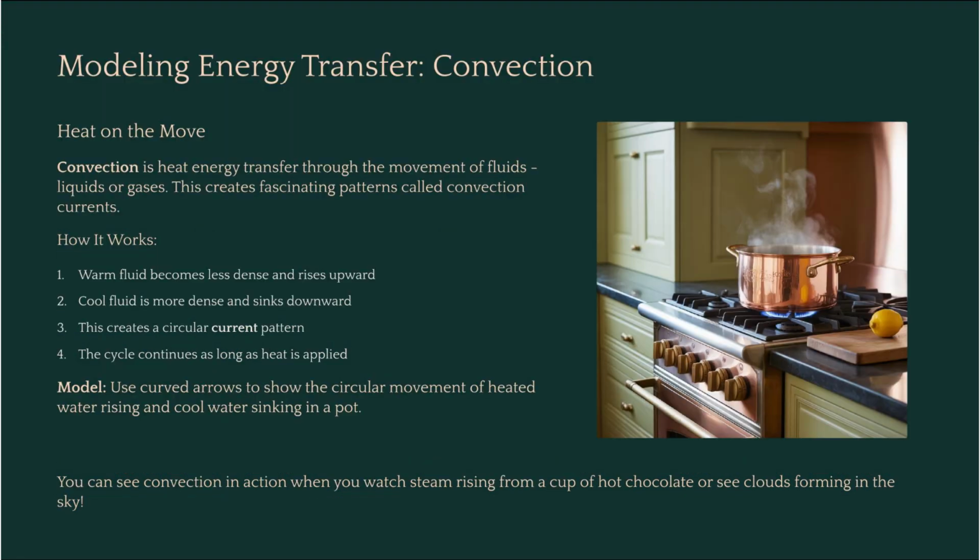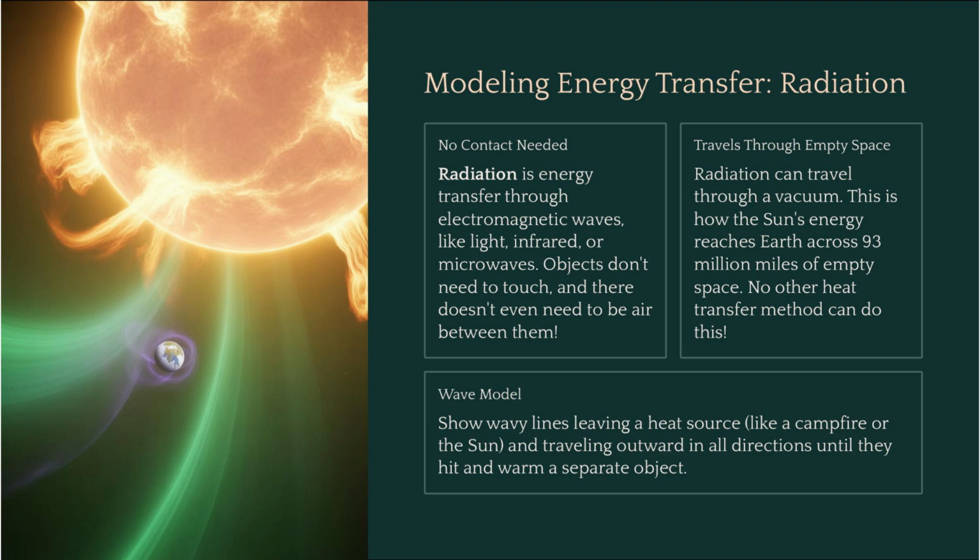The second heat transfer model is convection, which only happens in fluids, gases, or liquids. Think about boiling water in a pot. The water at the bottom gets hot, expands, becomes less dense, and rises. The cooler, heavier water at the top sinks to replace it. This creates a circular current that moves the heat throughout the pot. When we model convection, we use arrows to draw this circular motion, showing how the fluid itself acts as the energy conveyor.